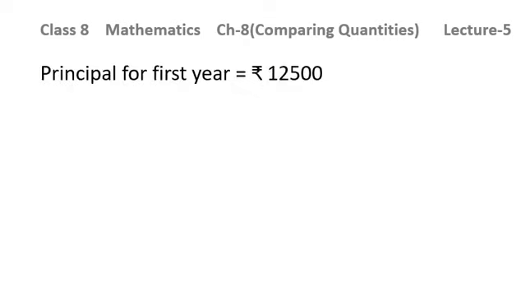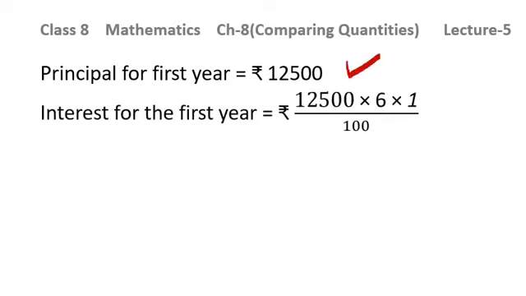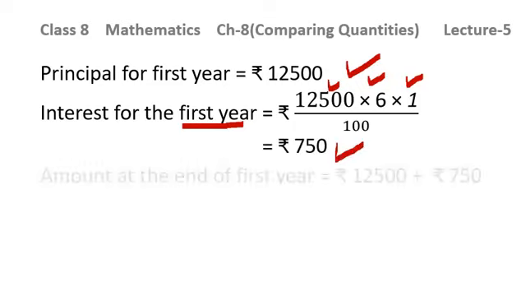Principal for the first year, that is given to us, is 12,500. Interest for the first year: I have used the formula of simple interest, that is P into R into T. Time here, we are supposed to find out the interest for 1 year. So it will be P into R into T over 100. This is the interest for the first year. That will give you 750 rupees.